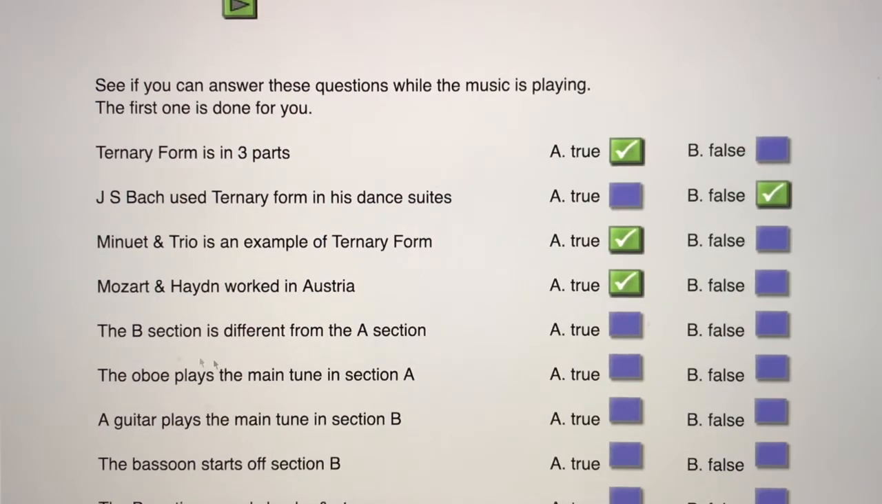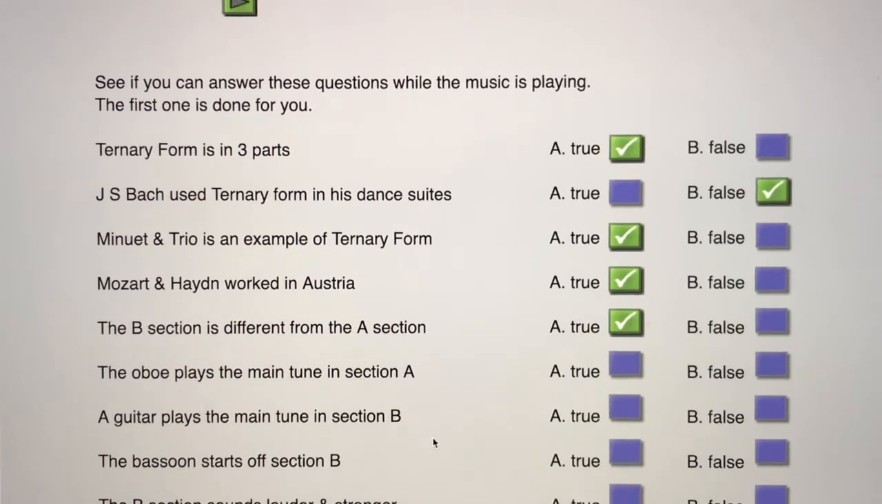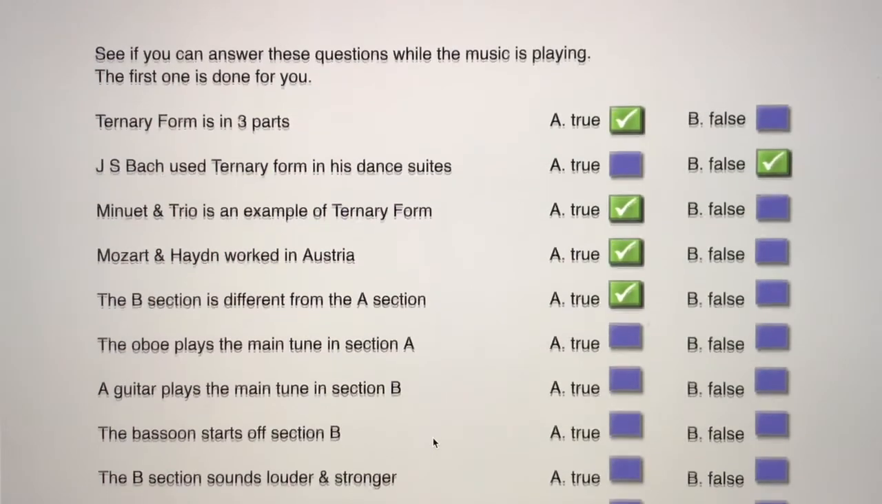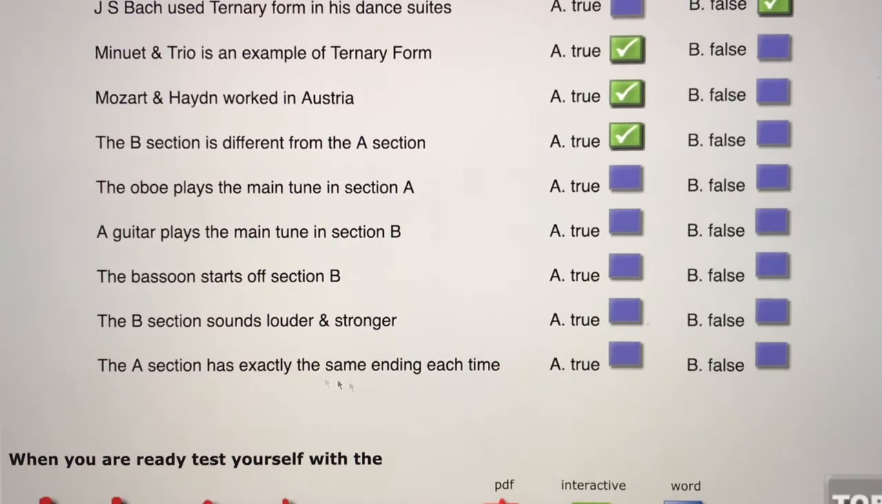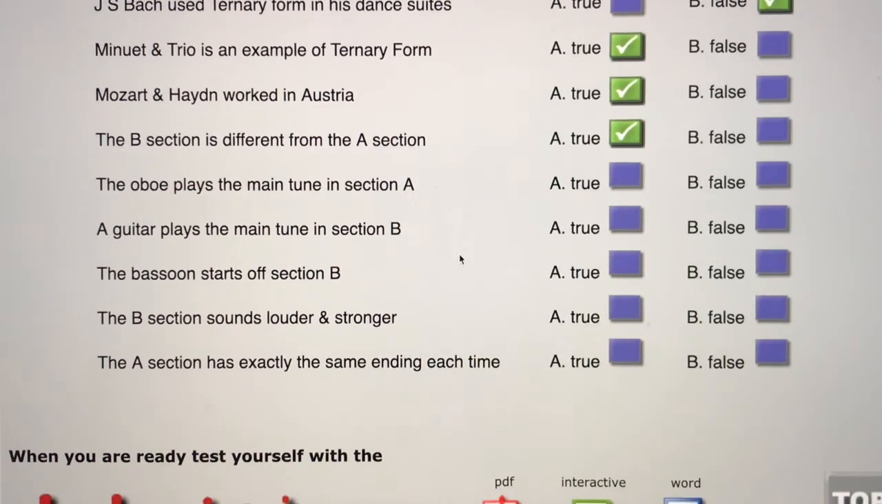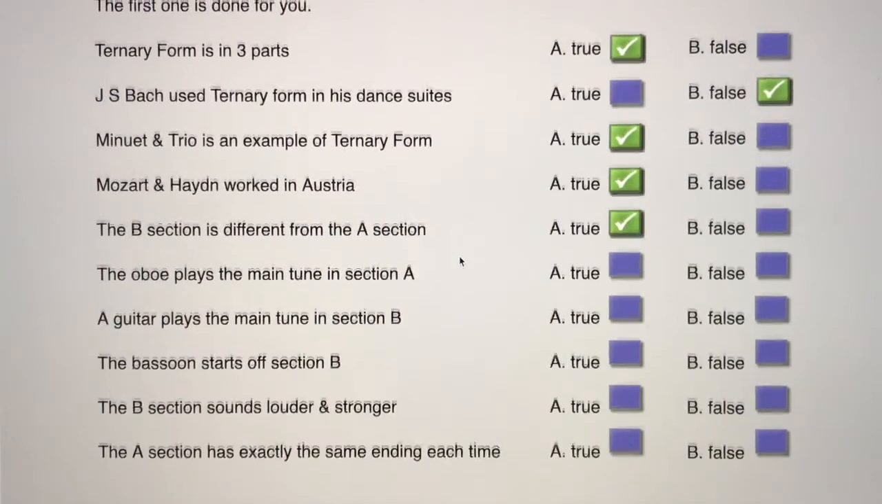But if the A section and the B section weren't different, they'd both have the same name. They'd be the same thing. That's true. The oboe plays the main tune in section A. The guitar plays the main tune in section B. The bassoon starts off section B. The B section sounds louder and stronger. The A section has exactly the same ending each time. Well, we could listen again and try and answer these. So I'll just play the music again.